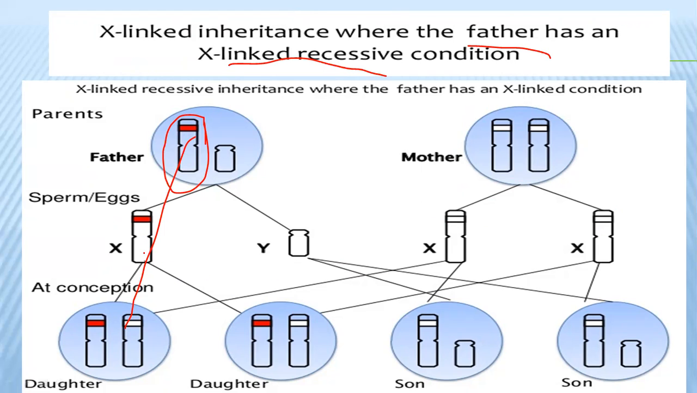After the F1 generation, what happened? The affected male will transfer this affected X chromosome to the daughter, and this one normal comes from the female. Because a male has just one X chromosome, this X chromosome will move to the daughter and one normal from the mother. So it means that all the daughters are carriers. They are not affected, but they are carriers.